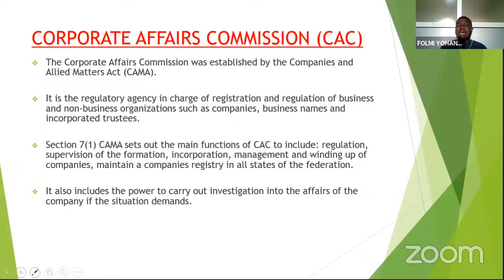After it incorporates the company, it also plays a part in the management. Because if there are any changes as to directors, shareholders, you will always need to notify CAC of such changes. If not, if CAC are not aware of any change and they want to conduct a search on your company and it's not there, it's going to affect your business. If you feel your business is no longer a going concern and you want to wind up, the appropriate agency to approach is CAC, and CAC maintains a company registry in all states of the federation. That's why if you register your company with CAC, there's a file kept where you get to file your annual returns and the rest. So it also includes power to carry out investigation into the affairs of the company if the situation demands.